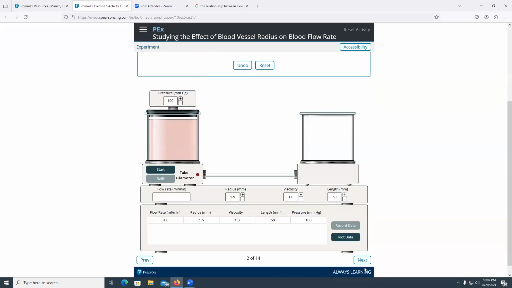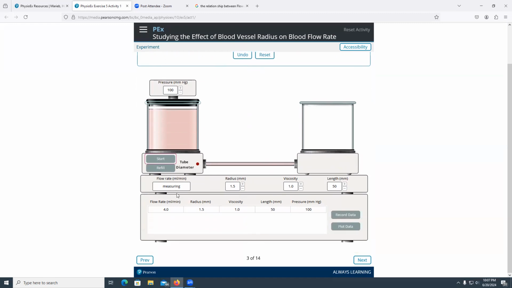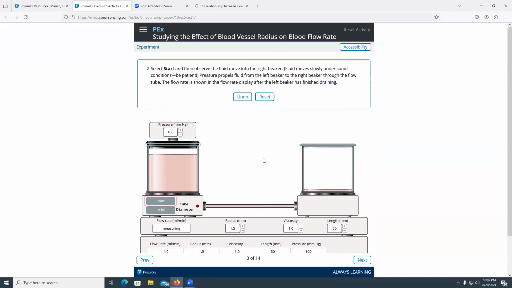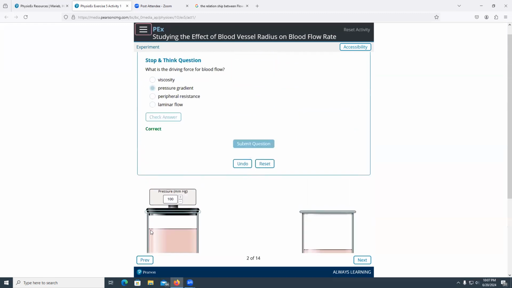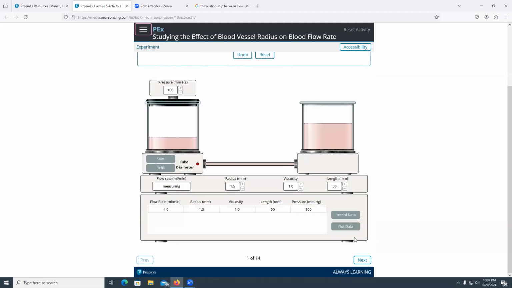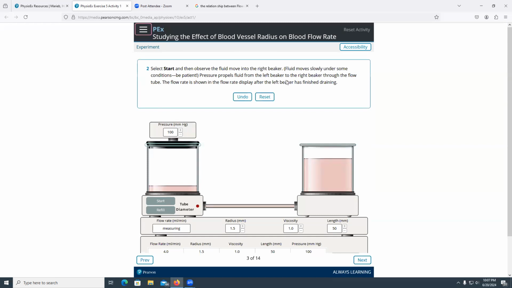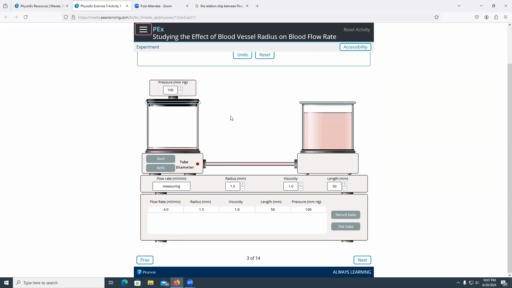So what are we doing exactly? Are we increasing? Let's do another one. Were we supposed to increase so that you study the effect of the blood maintaining the following condition? Increase the flow rate to 1.5 by selecting. Okay, so we have done that. What should we do next? Start. Some condition, be patient.